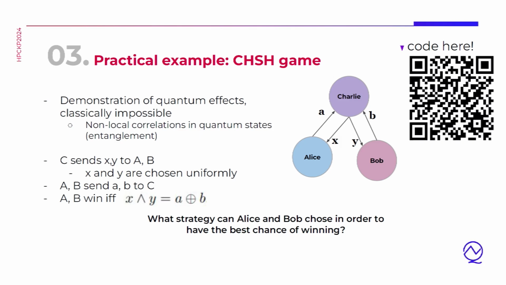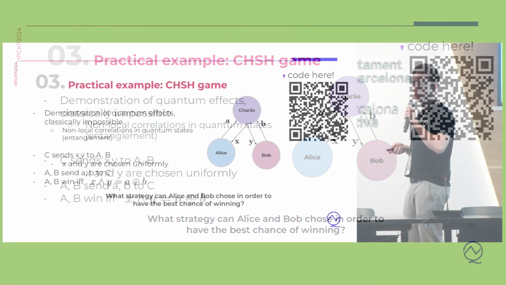So the question then is, what strategy can Alice and Bob choose in order that they have the best chance of winning? And as we'll see, if they use quantum mechanics, they will have a higher chance of winning. And at the end, we'll also go through some of the code that we have for this. And if you have a phone and want to read the QR code, I will link you to a GitHub page with a notebook.